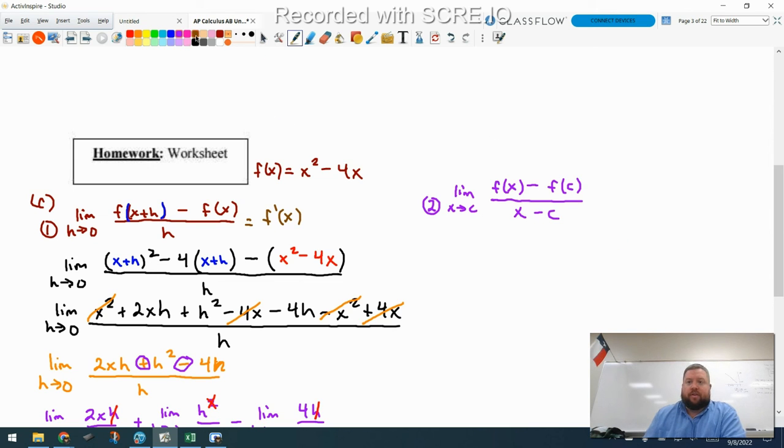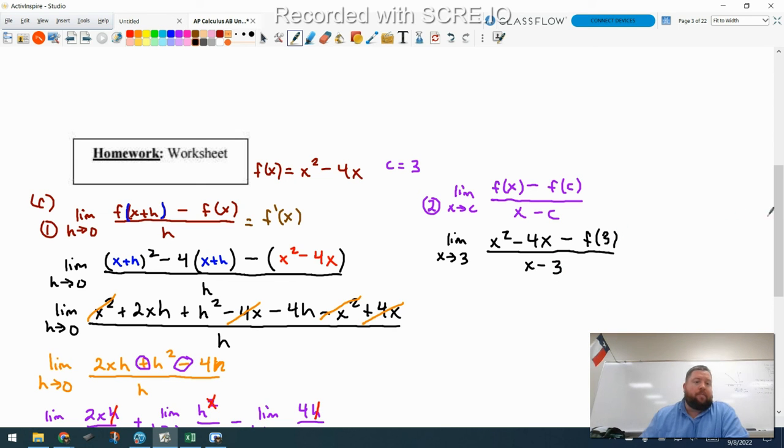All right, f of x is equal to this, and c is equal to 3. So let's rewrite our limit with everything plugged in. The limit as x approaches 3 of f of x, which is x squared minus 4x, minus f of 3. I'm just going to write it like that for this first step, all over x minus 3.